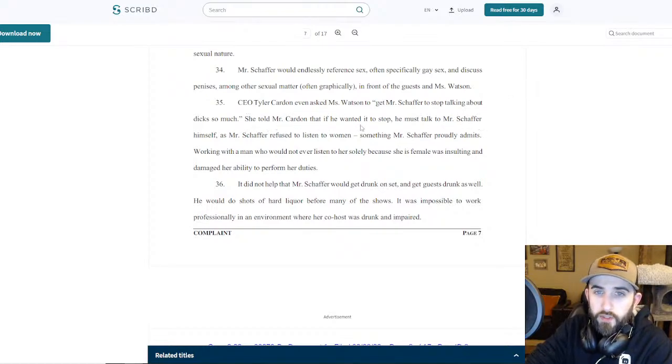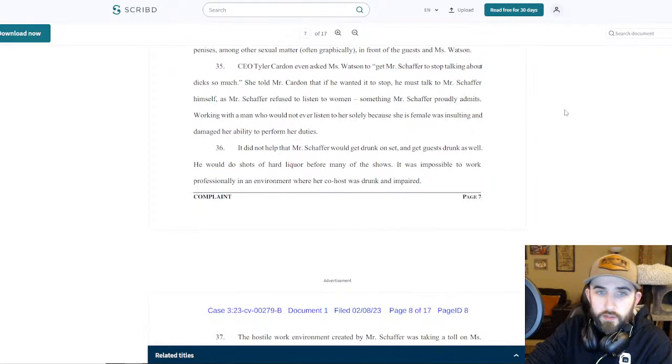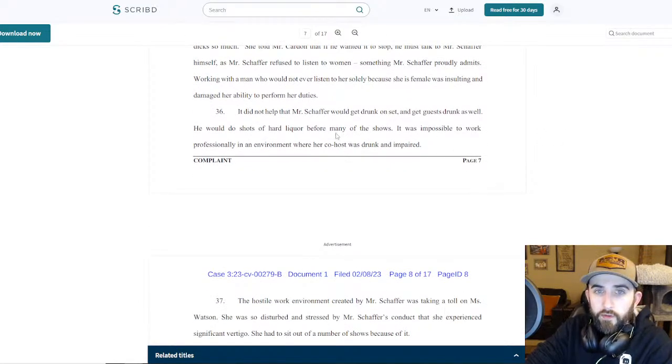She told Mr. Cardone that if he wanted to stop, he must talk to Mr. Schaefer himself, as Mr. Schaefer refused to listen to women, something Mr. Schaefer proudly admits. Working with a man who would not ever listen to her solely because she is female was insulting and damaged her ability to perform her duties. It did not help that Mr. Schaefer would get drunk on set, and this is verifiable.